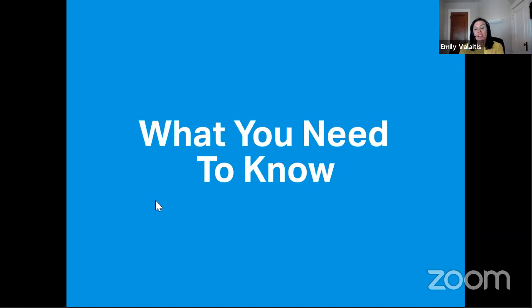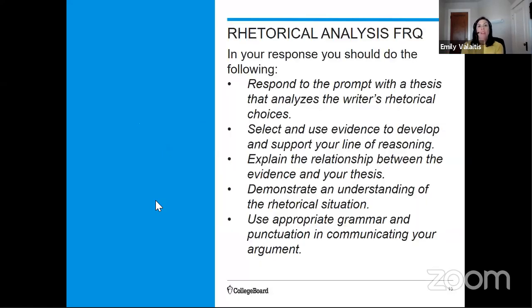Just a little background: when the rhetorical analysis question is being drafted for an exam, the writers, the test development committee, keep a few things in mind, and these are your expectations. This is what they expect you to be able to do with the free response question. For rhetorical analysis, you should be able to respond to the prompt with a thesis that analyzes the writer's rhetorical choices. You should be able to select and use evidence to develop and support your line of reasoning in your body paragraphs and throughout the entire essay. You should be able to explain the relationship between the evidence and your thesis. Typically, that's your body paragraph.